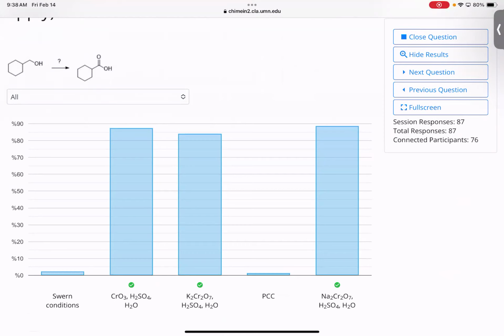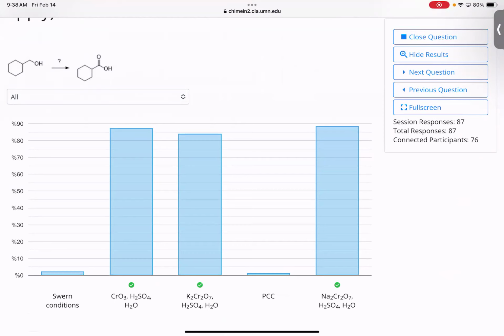And chlorochromate is ClCrO3 minus. The pyridinium chlorochromate. So no water in this reaction. We cannot turn into the carboxylic acid because there's no water.